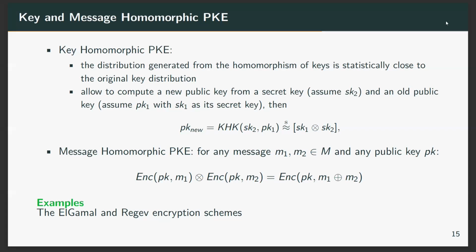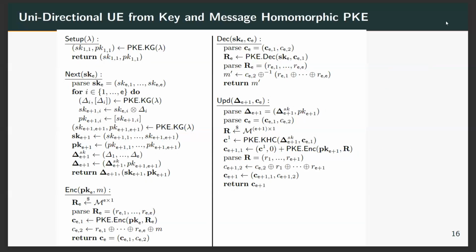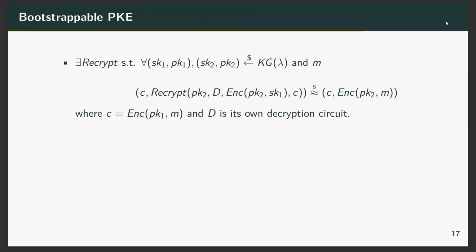So from our first generic construction, we have two instantiations, one based on DDH, one based on LWE. This is the scheme, and you can find it in our paper. Don't look at it. Basically, this homomorphic property can help you to update the key and also update the ciphertext. That's the first construction.